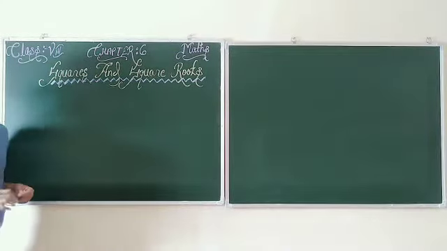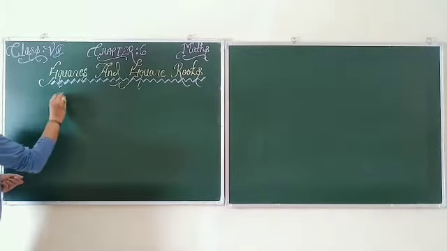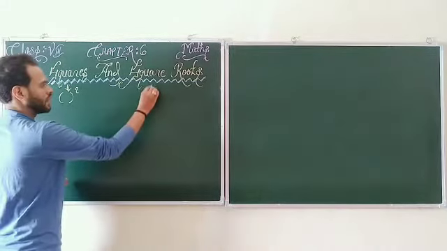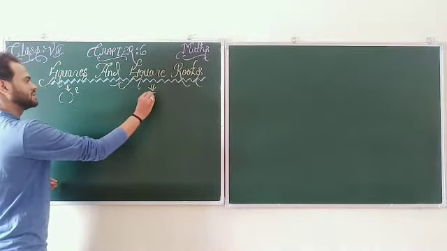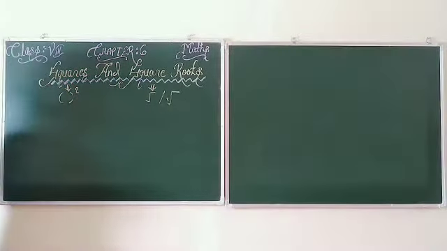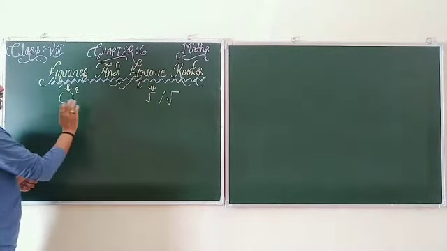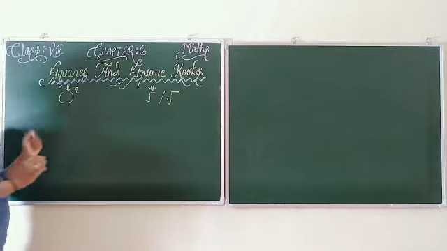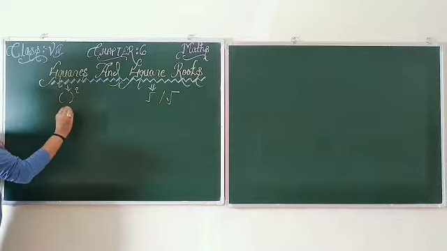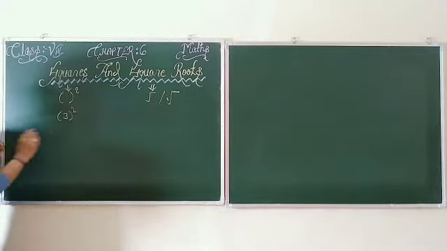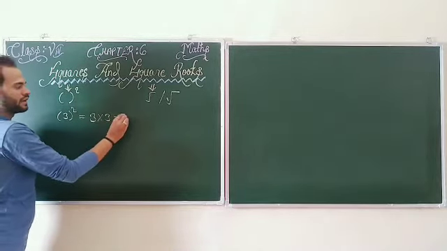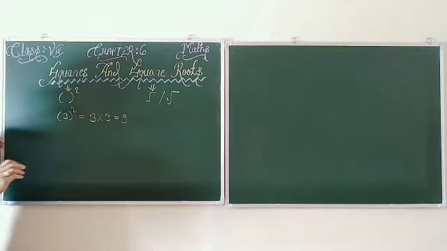Now we will start chapter 6, square and square root. Square means power of 2, and square root is represented by the radical sign. Square root is the inverse operation of the square, and power of 2 means multiplication of the same number. Like to find the square of 3, we multiply 3 into 3. So we get 9.